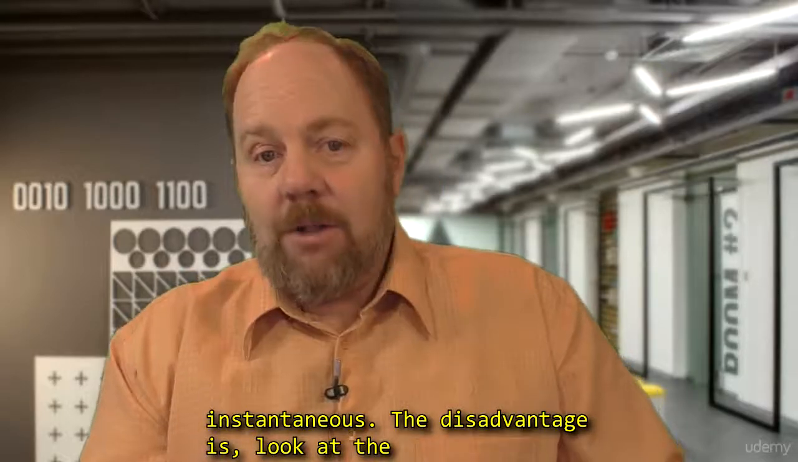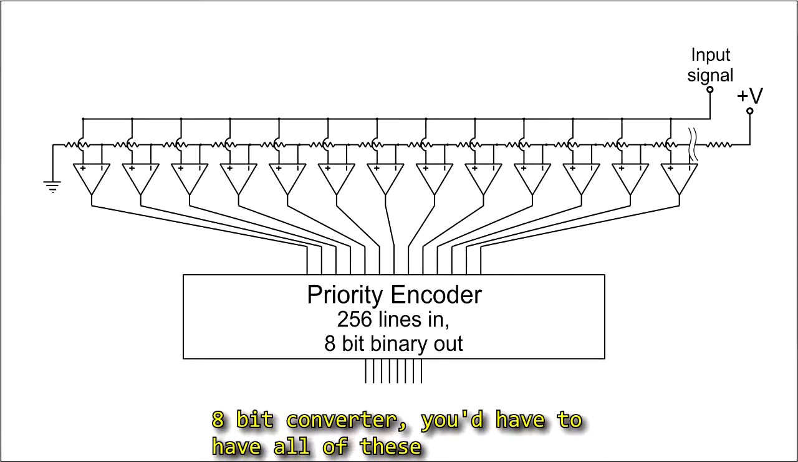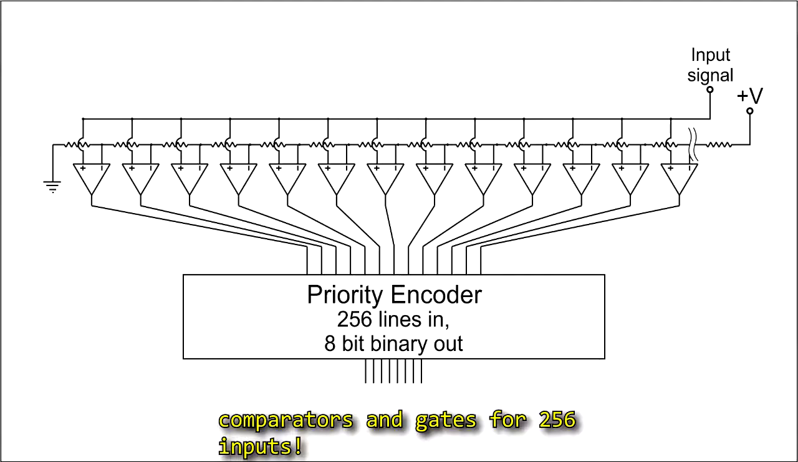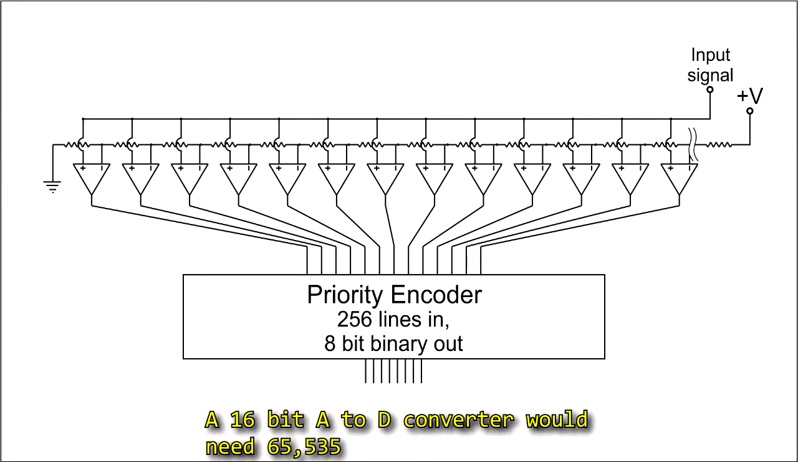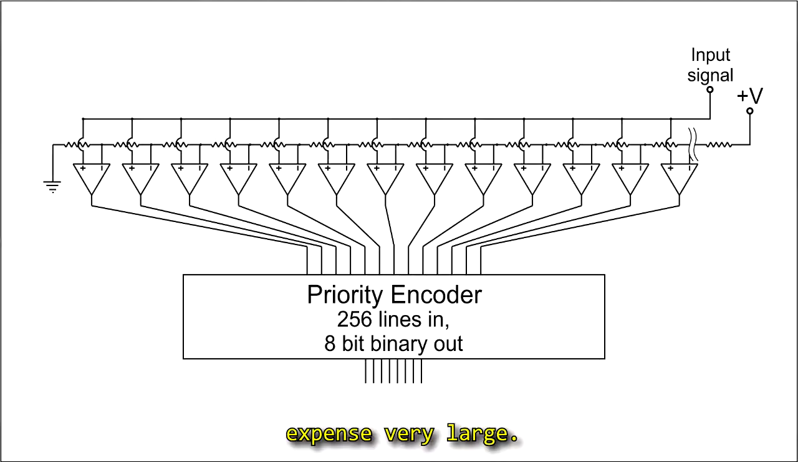The disadvantage is, look at the sheer volume of electronics involved. If it was an 8-bit converter, you'd have to have all of these comparators and gates for 256 inputs. A 16-bit A to D converter would need 65,535 comparators and their associated logic gates. The circuit size would be enormous and the expense very large.